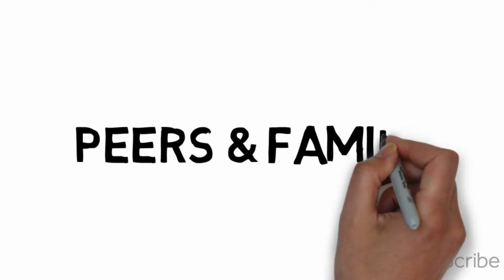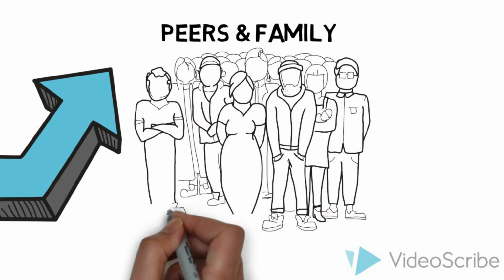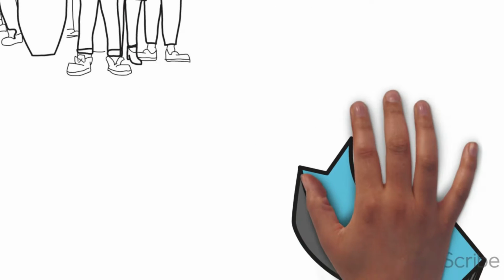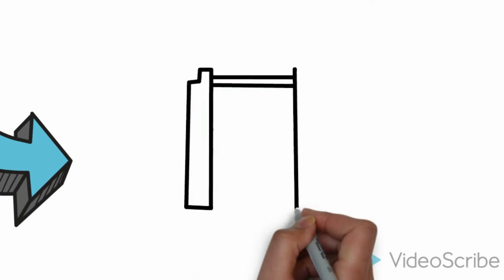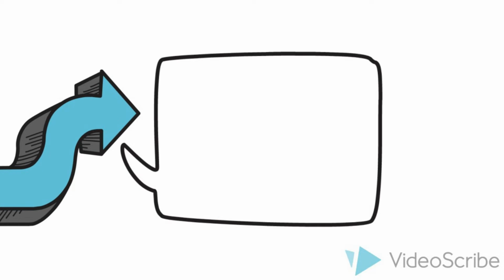Another source of information is from peers and family. However, students may be less likely to be critical of the information as it is coming from trusted people. Lastly, teachers may choose to talk about certain topics with their students, which can encourage students to think critically about contemporary issues in the media.